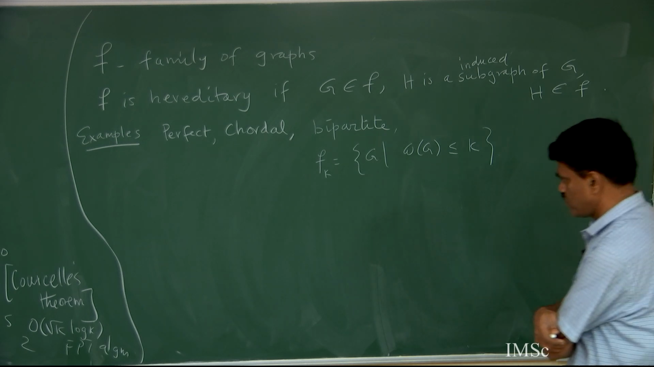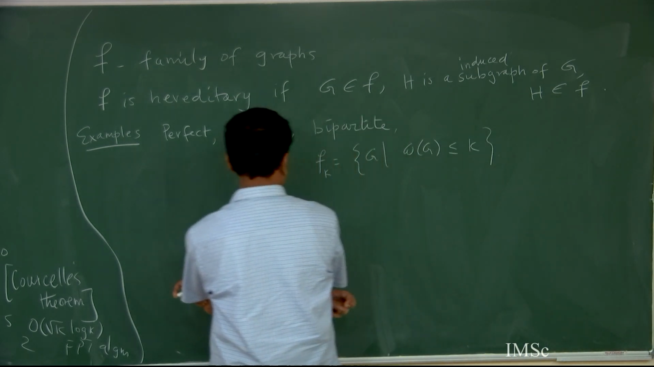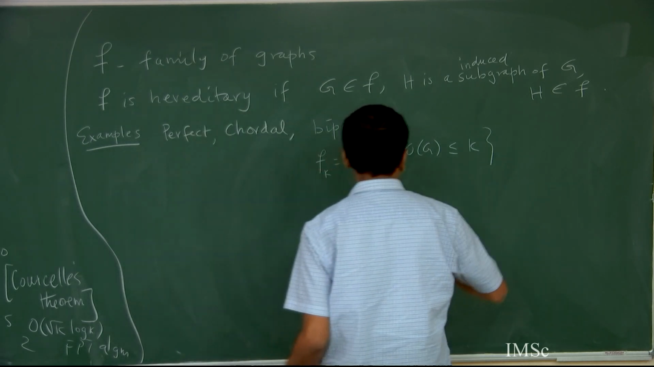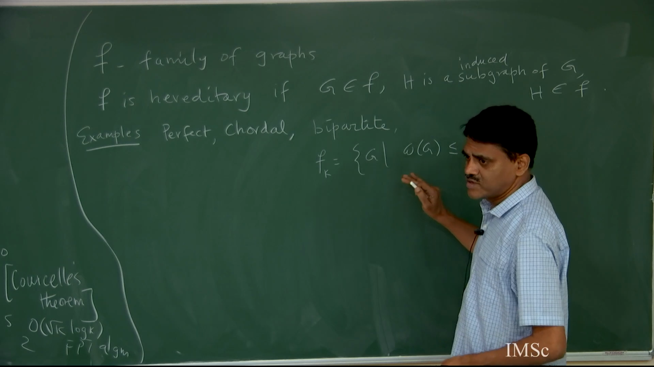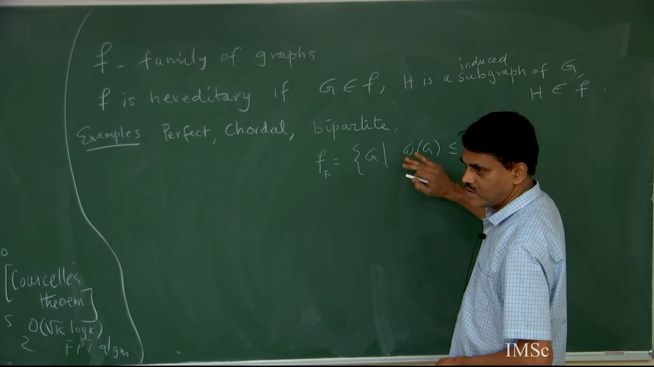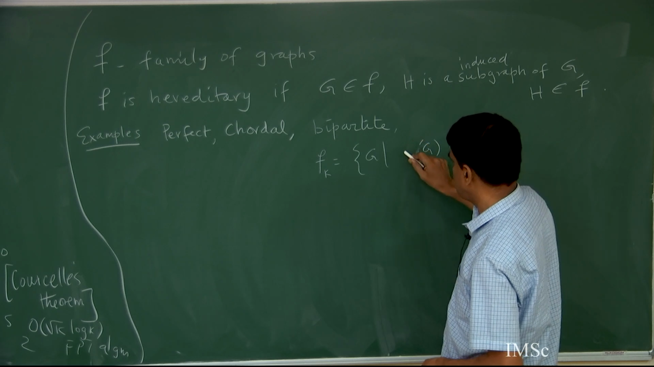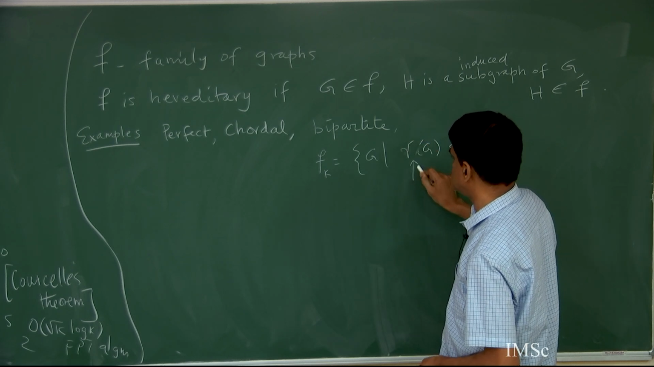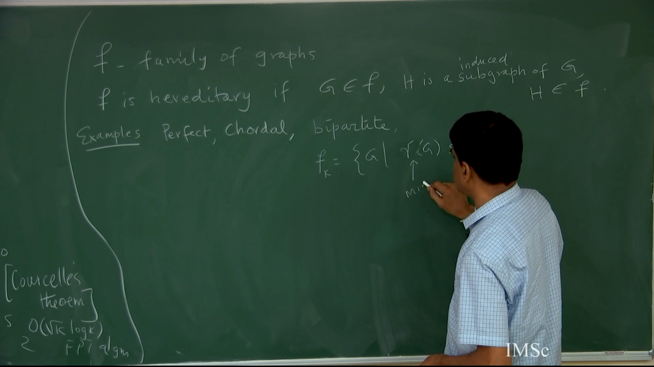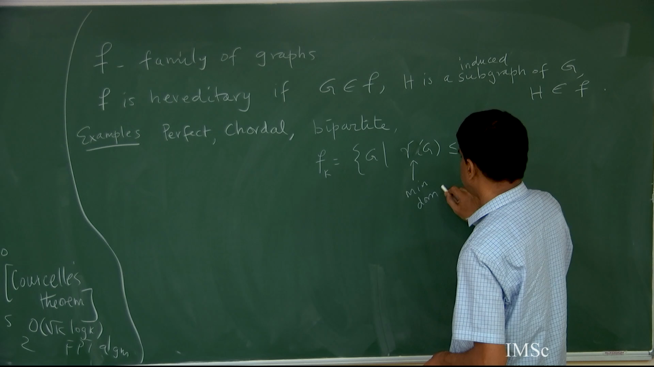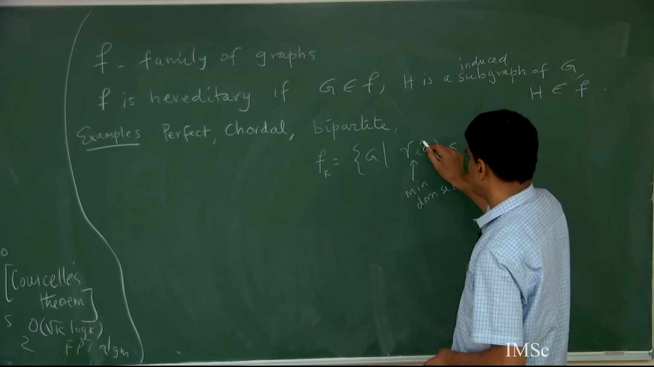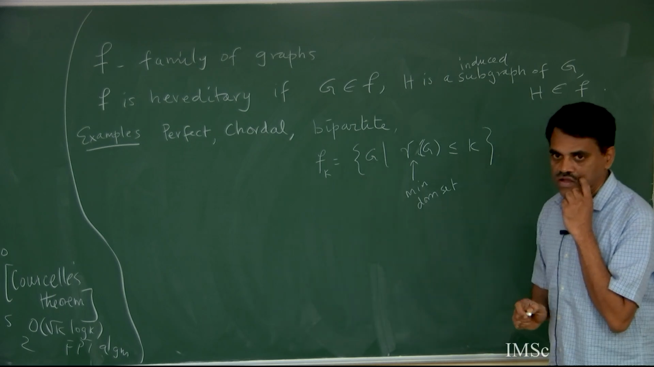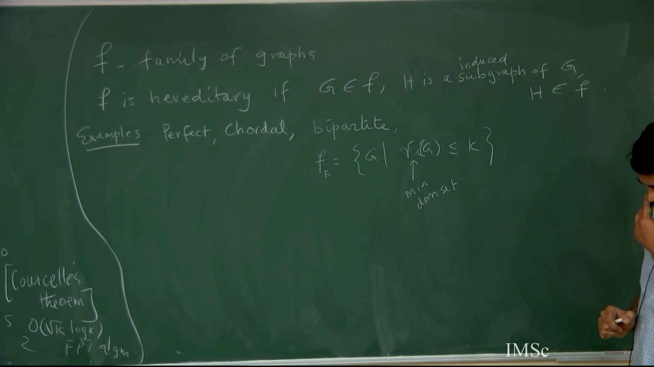Okay, so what is the symbol for dominating set? Gamma or something, right? So let's say min dominating set. If I write this, is it hereditary?